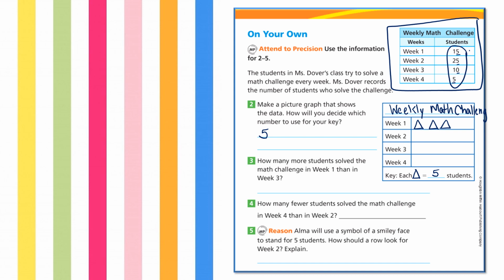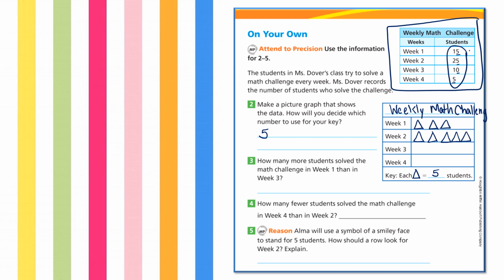For week 2, I have 25 students. So let's think about it. 5 times blank equals 25. Oh, 5 times 5. So now I'm going to make 5 triangles. 1, 2, 3, 4, 5.